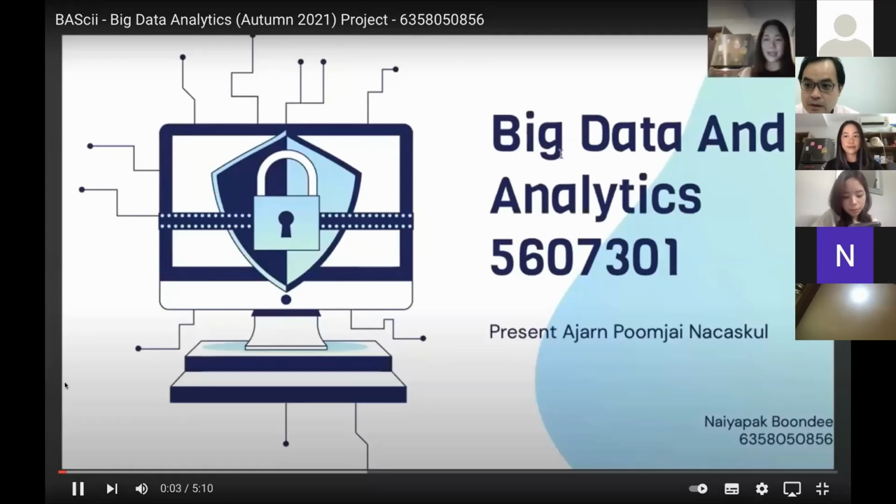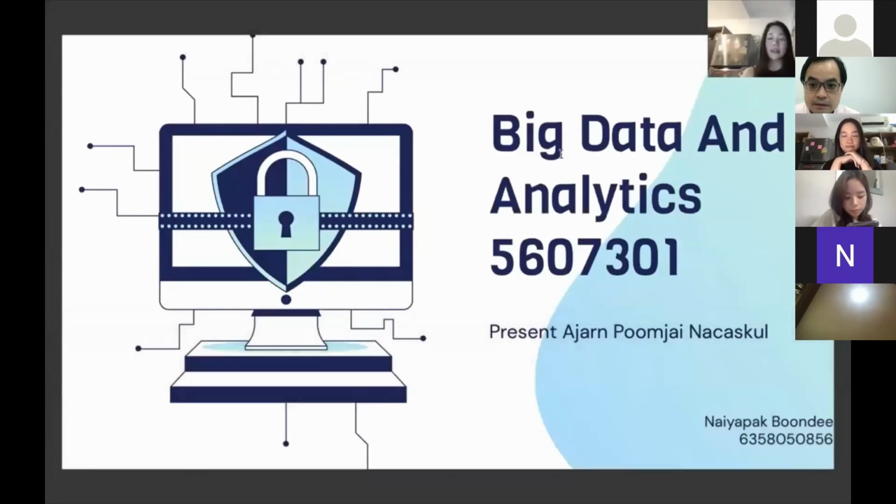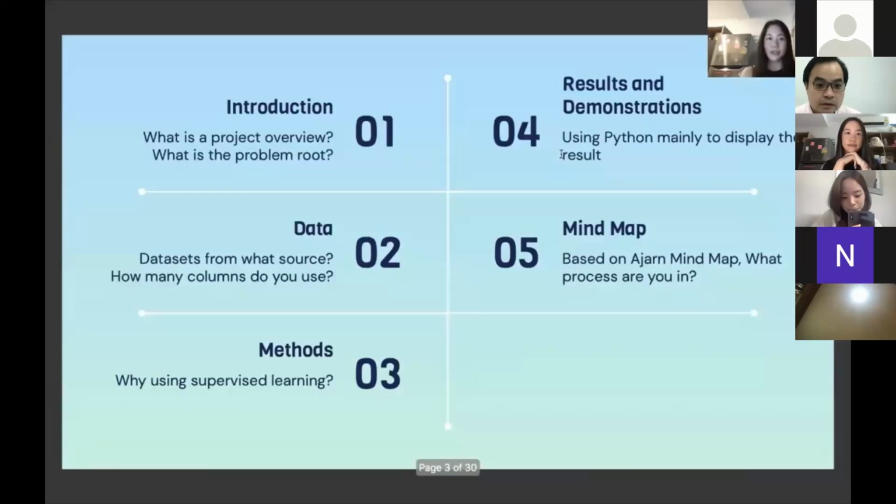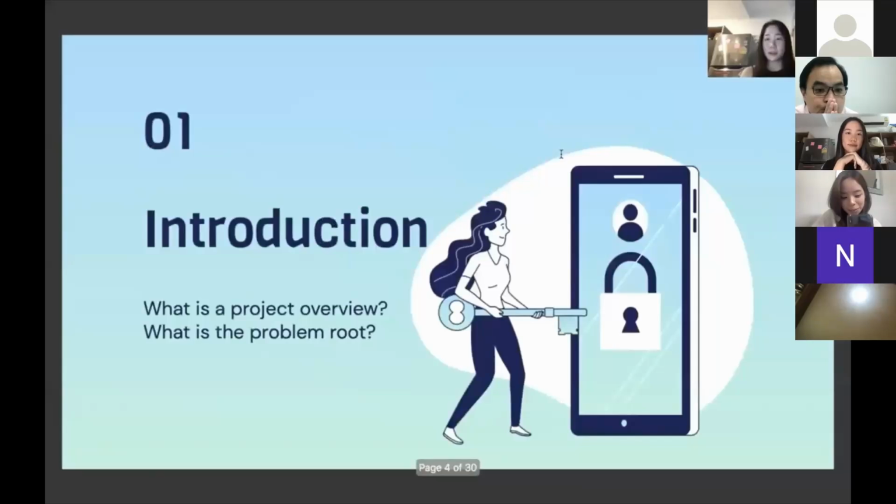Hello guys, my name is Class15a and this is my final project presentation on Big Data and Analytics, presenting to Ajahn Phumjai Nakasu. So my slides will be based on 5 major headings: introduction, data, methods, results, and mind map. The first one, introduction: what is my project overview and what is the problem root?